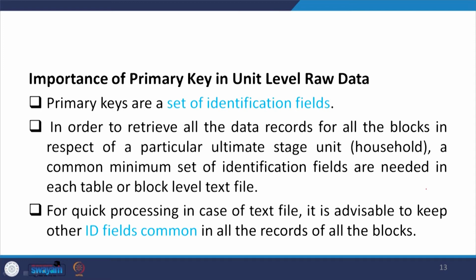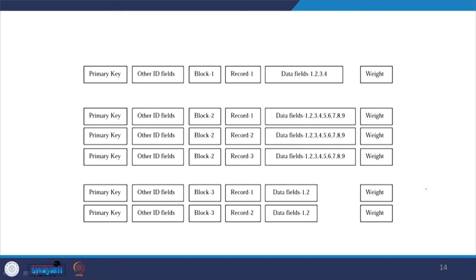In order to retrieve all the data records, all the blocks in respect of a particular ultimate stage unit, that is household, a common minimum set of identification fields are needed in each table or block level text file. For quick processing in case of a text file, it is always suggested to keep common ID fields, common identifiers or common variables, in all the records of all the blocks. Without that it is not possible, or though it is merging, it is actually meaningless information.